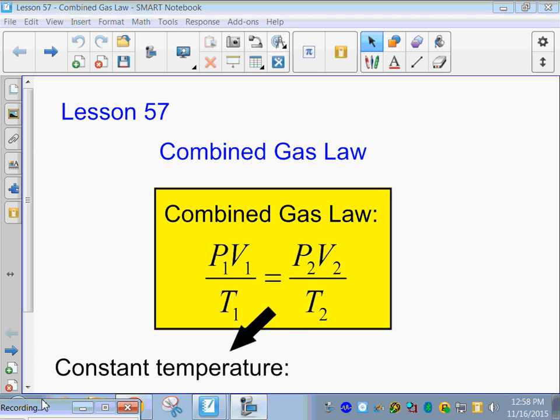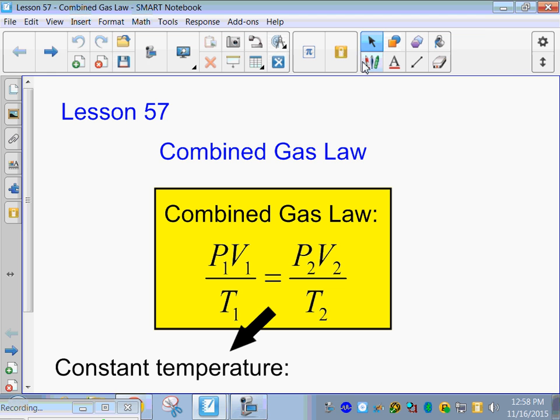Lesson 57, which is the combined gas law. I don't know if you guys have encountered it in chemistry or physics yet. You may have already done this a little bit, or if you haven't, then you probably get a preview right now. All right, so the combined gas law tells us that P1V1 over T1 equals P2V2 over T2. This is something that you guys just want to memorize. These problems are pretty easy as long as you know the formula.